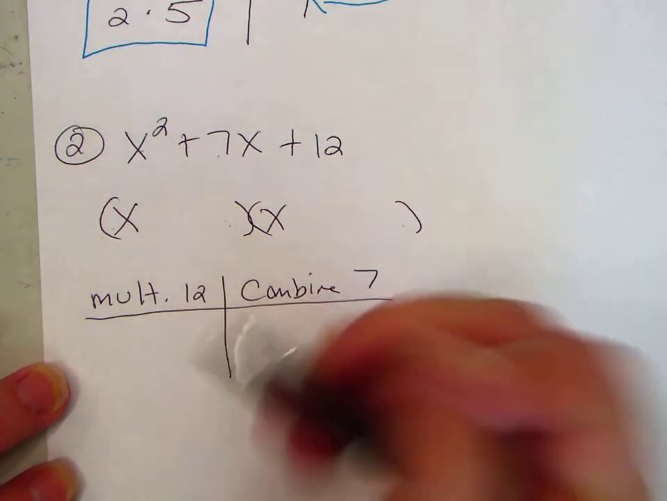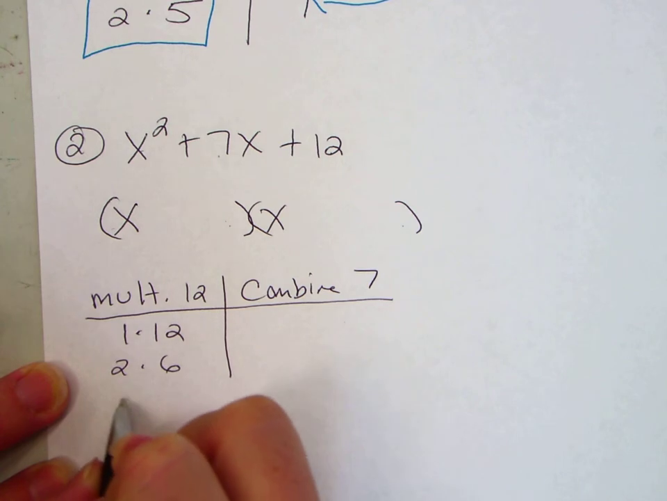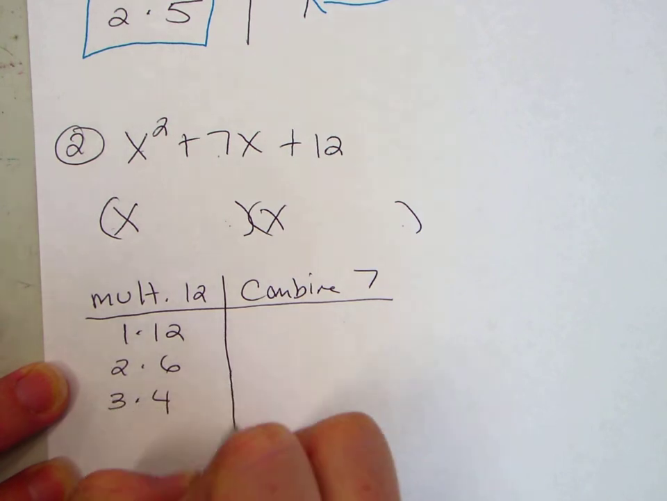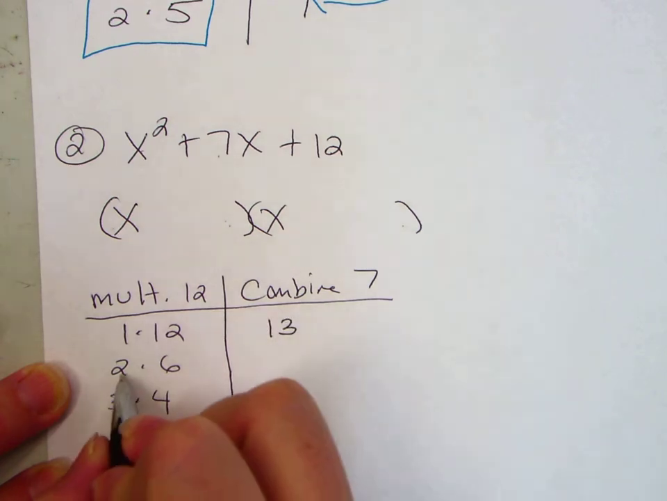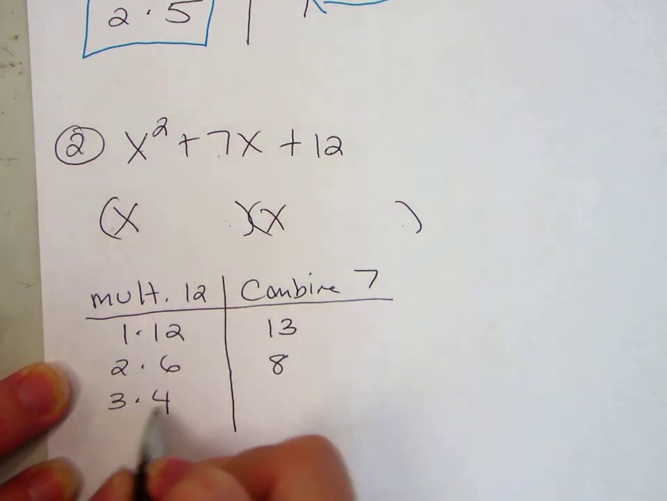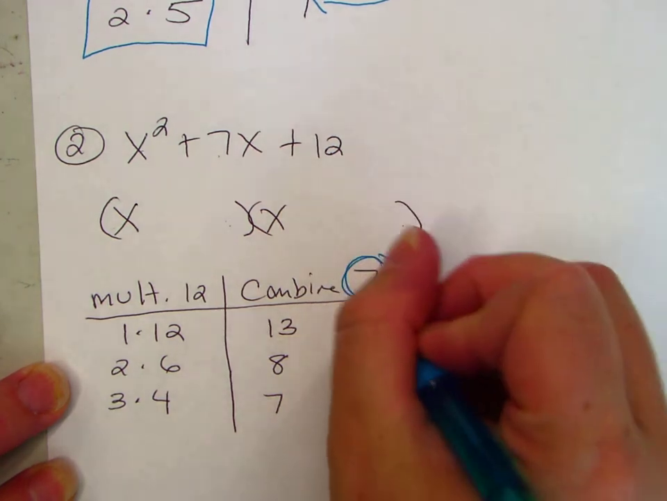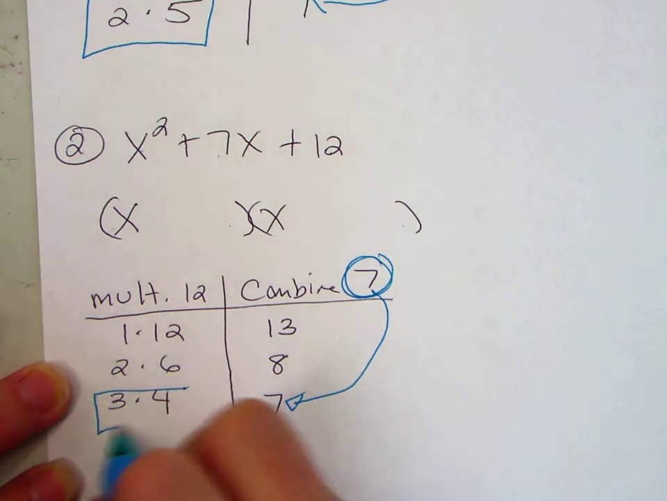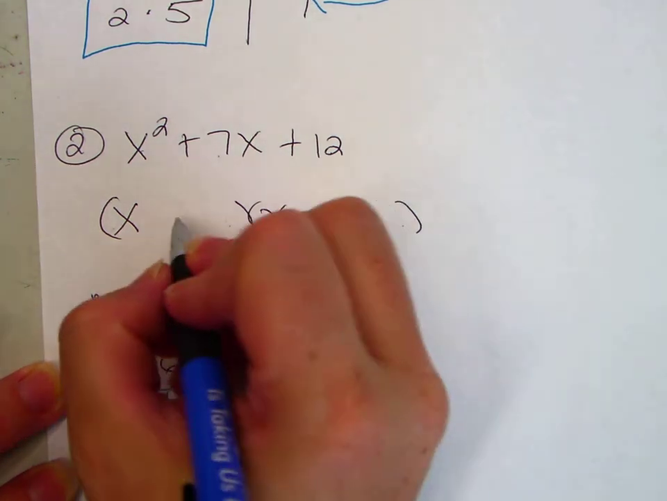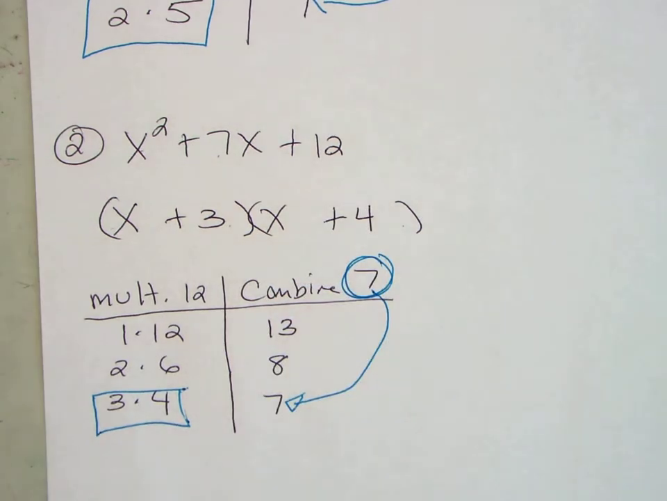So write down everything that multiplies to 12. 1 times 12, 2 times 6, and 3 times 4. Now I want you to add across. 1 plus 12 is 13. 2 plus 6 is 8. 3 plus 4 is 7. Again, we were looking for what number? 7 is right there. So what two numbers are we going to use? These two, 3 and 4. Plus 3 plus 4. Okay, that's it. Done. All right.